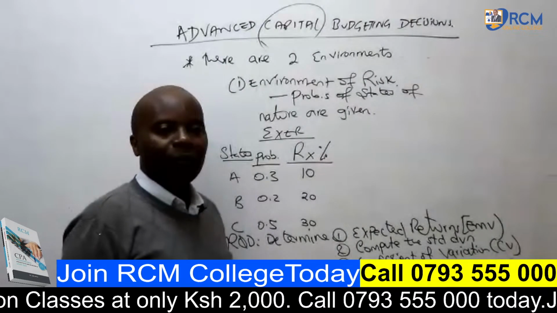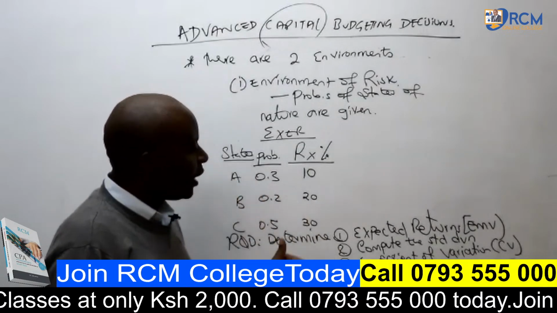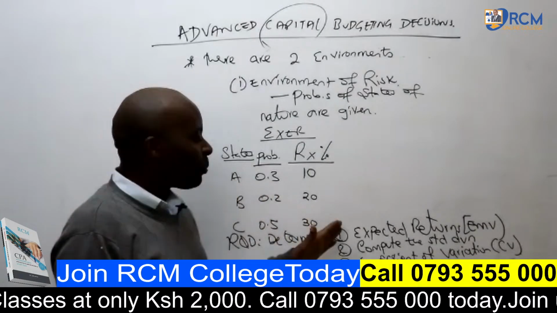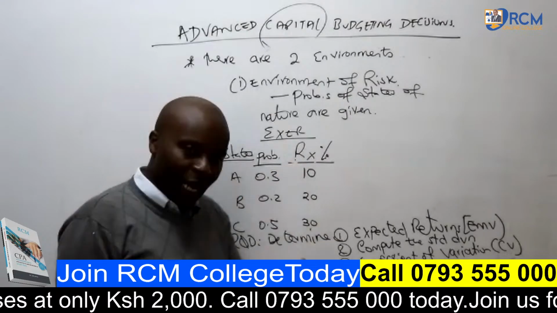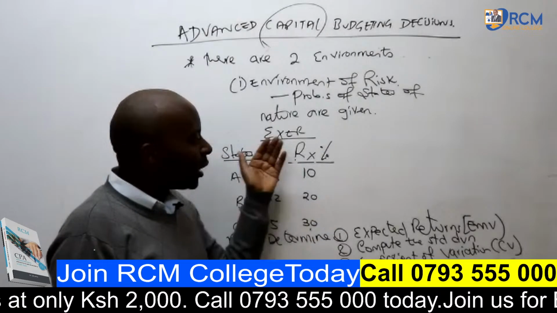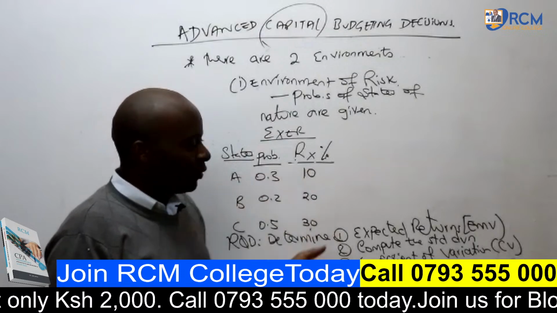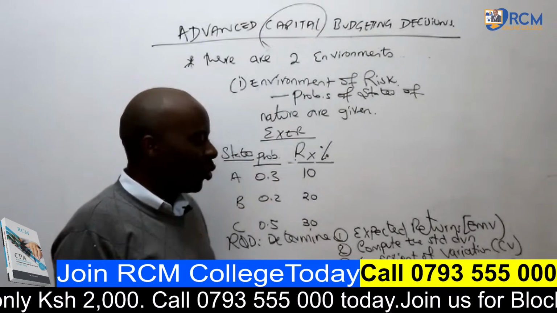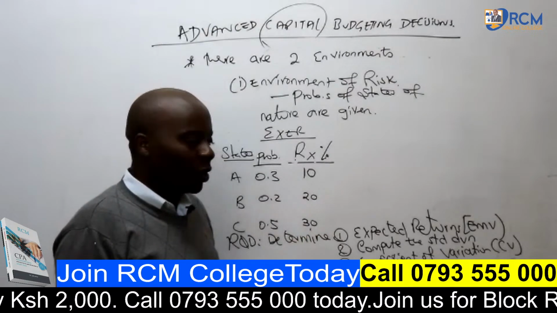So remember, they want us to give them expected returns. These are X without an E. These are the actual returns of security X. Number one, they want us to give them expected returns. Number two, compute the standard deviation. And number three, the coefficient of variation.